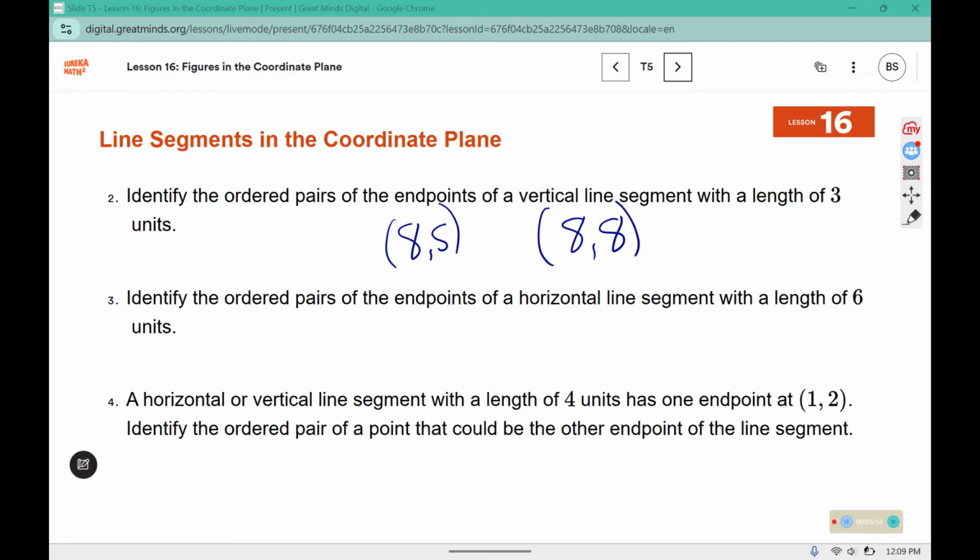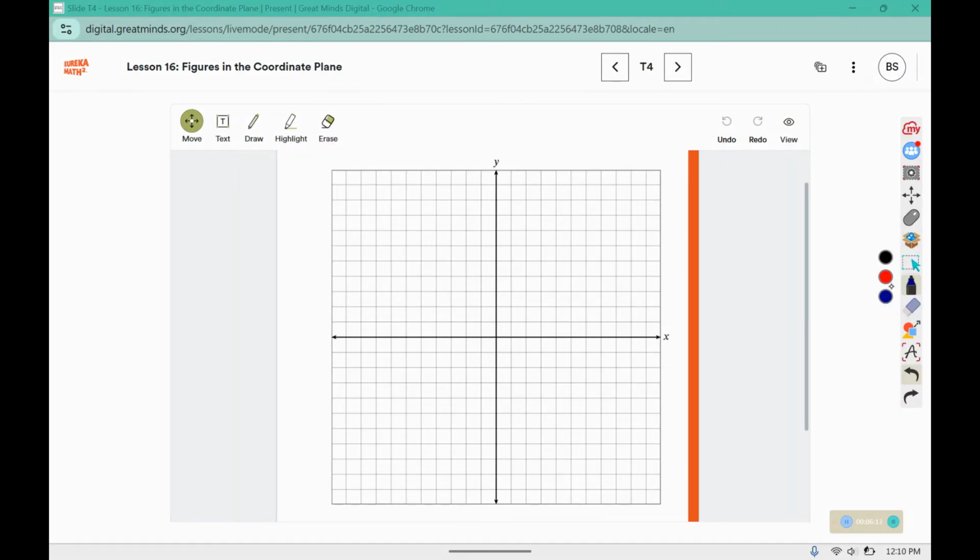Number 3, identify the ordered pairs of the endpoints of a horizontal line segment with a length of 6 units. So horizontal meaning going left to right, and it should be 6 units long. So this time, horizontal. Let's go across. We have 1, 2, 3, 4, 5, 6. This time I'm putting the endpoints into different quadrants. So it is 6 units long and it is horizontal.